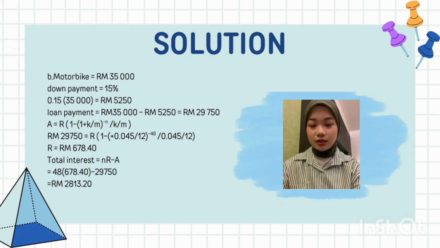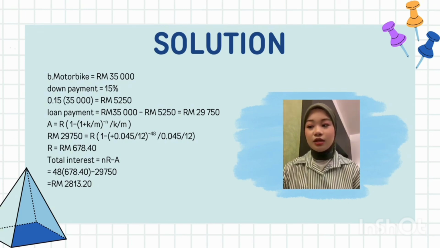Next, I use the formula with an interest rate of 4.5% per year and loan period of 48 months. So after calculating, the monthly installment is 678.40. Finally, I multiply the amount 678.40 by 48 months to get the total payment of 32,563.20. Finally, I calculate the total interest paid, which is 2,813.20. That's all for me.